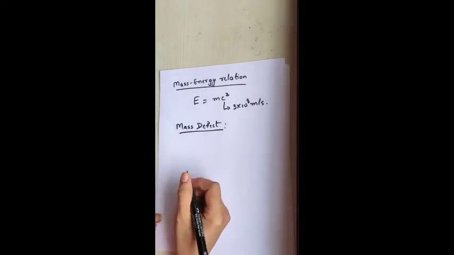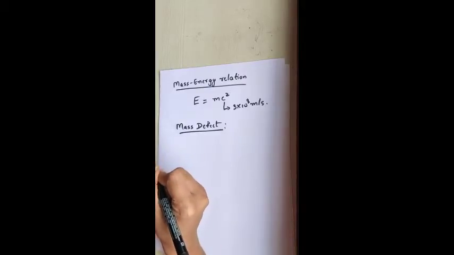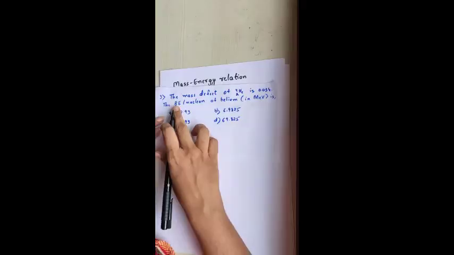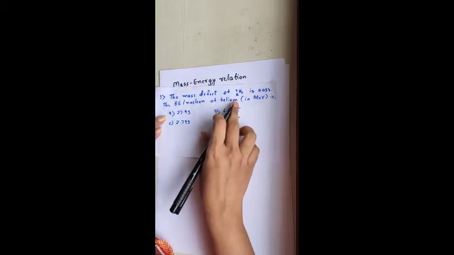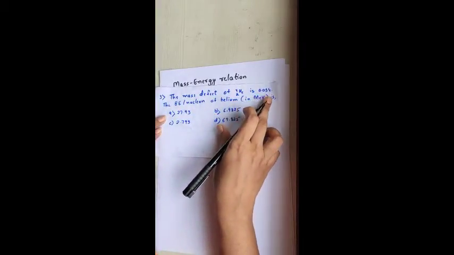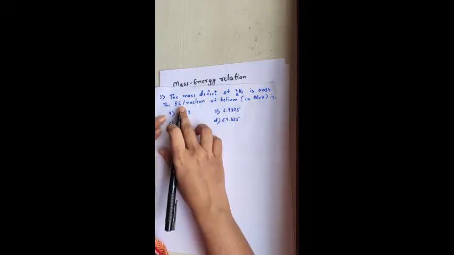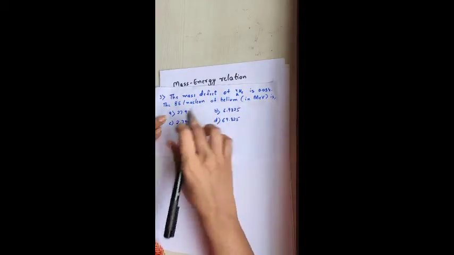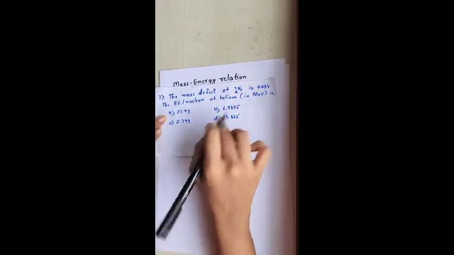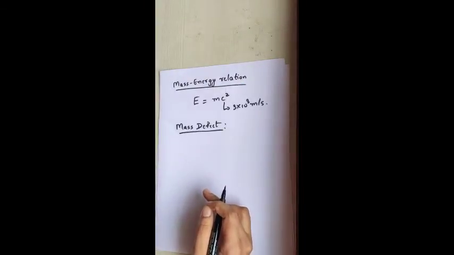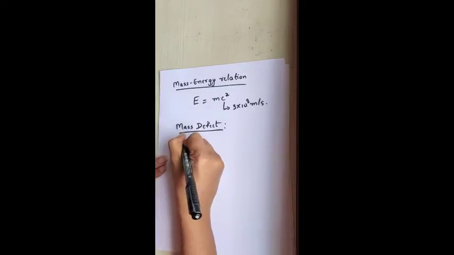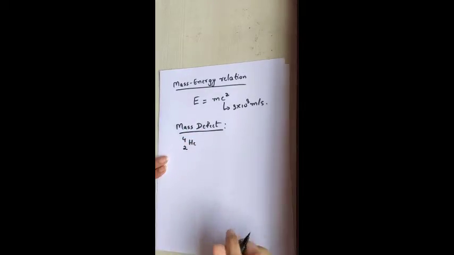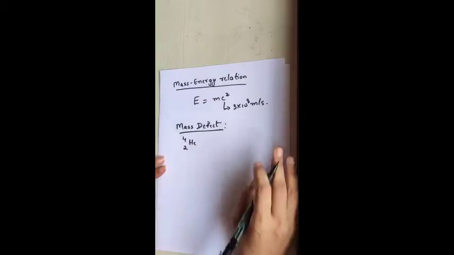Now for example, there was one important question in the previous year, that is, they will be giving you the mass defect of 4He2, that is helium, as 0.034. The binding energy per nucleon of helium in mega electron volt is? So now you have to find the best answer among these. For this, first the given nucleus is 4He2.